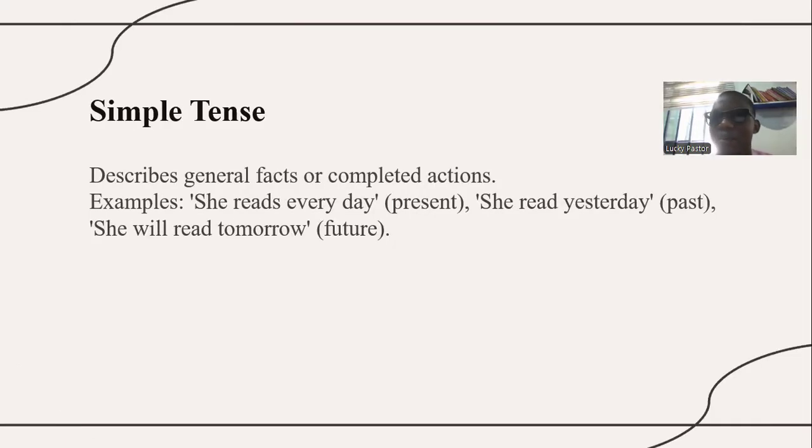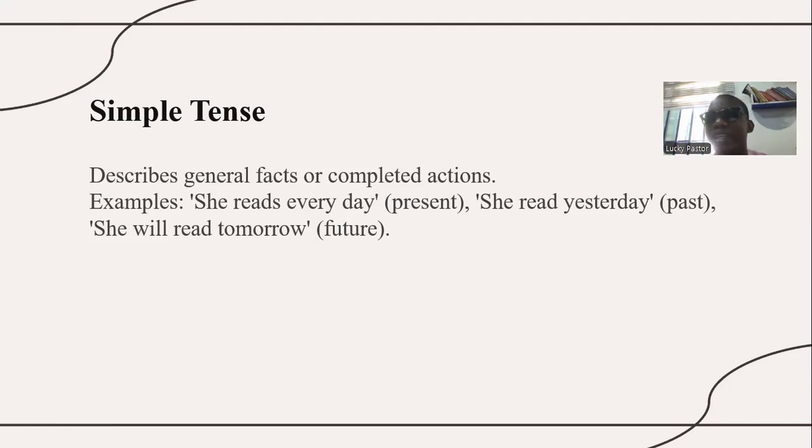Simple tense. Remember I said the present tense, the past tense, and the future tense, they all have the simple tense, they all have the perfect tense, they all have the continuous tense, and they all have the perfect continuous tense. So here we're going to be looking at the simple tense in terms of present, past, and the future. So what does the simple tense do? It describes general facts or completed actions, right?